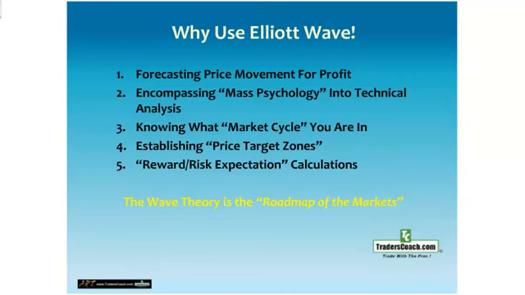We also can use Elliott Wave to calculate our risk to reward for our price target zone, and we combine this with Fibonacci as well. We use the Fibonacci extensions for price target zones for wave five, and we use Fibonacci retracements for our corrections on where waves 2 and 4 should end.